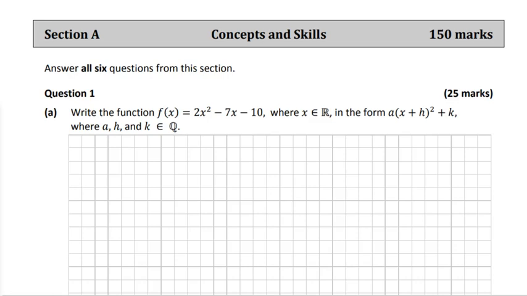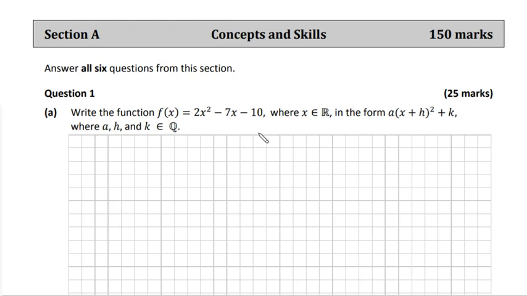Leaving Cert Higher Level 2017, Paper 1, Question 1. So, this question starts off with, write the function f of x equals 2x squared minus 7x minus 10 in the form a by x plus h to be squared plus k, where a, h, and k are elements of the rational numbers. So, a, h, and k are all going to be fractions here.